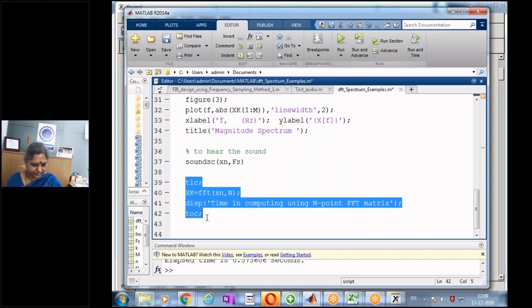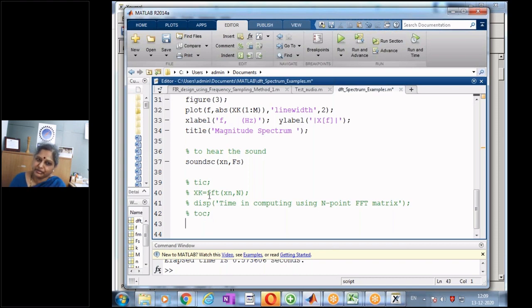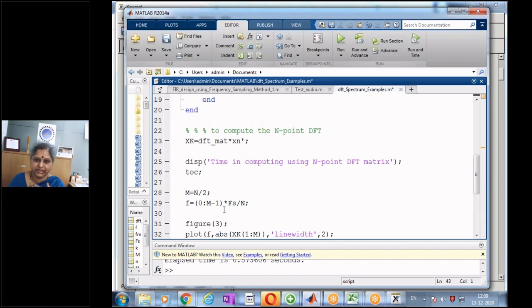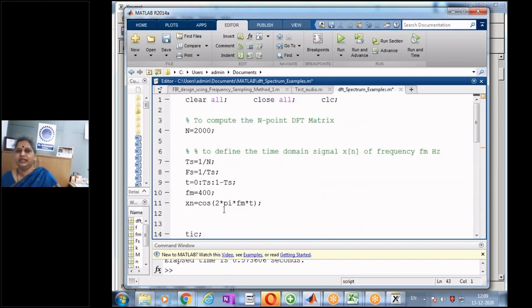Then later on, we'll compute the same N-point DFT but using the FFT command. FFT will be an efficient method of computing the DFT, and then we will know what the saving in time is. If we want, we can also get the spectrum of the signal, but the spectrum will be the same. So let us see. Now I'm taking my n as, say, 2000, or let me take some large value. Okay, yes, n is 2000, and my signal frequency is 400. So let's run the program.